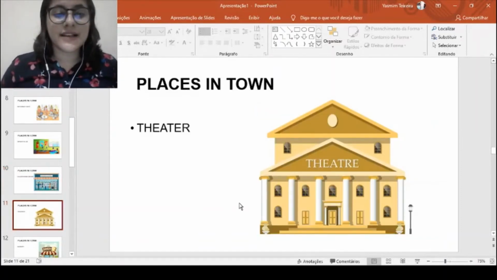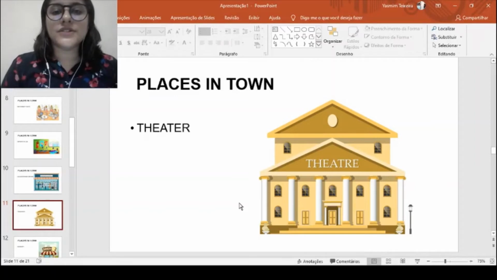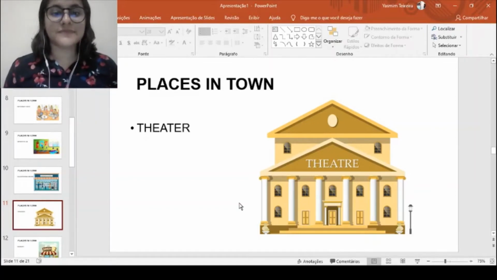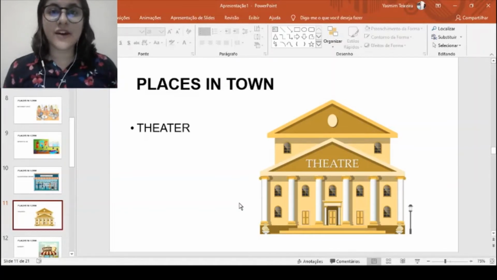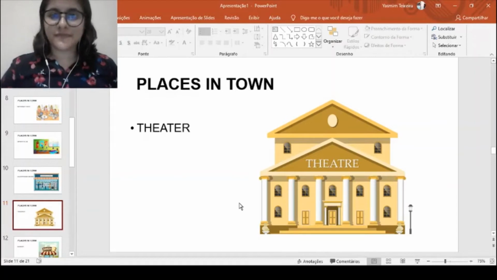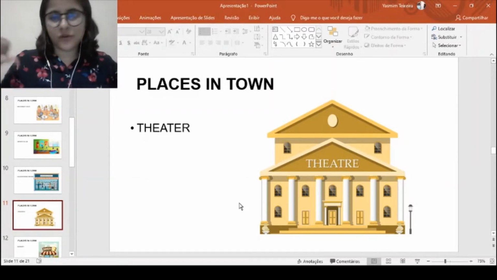Next is theater. Theater. Did you go to a theater in your town? Like Teatro José de Alencar, José de Alencar Theater, Celina Queiroz Theater. Você conhece esses theaters na sua cidade? Yes or no?